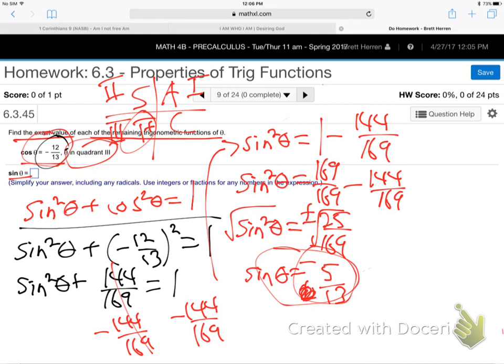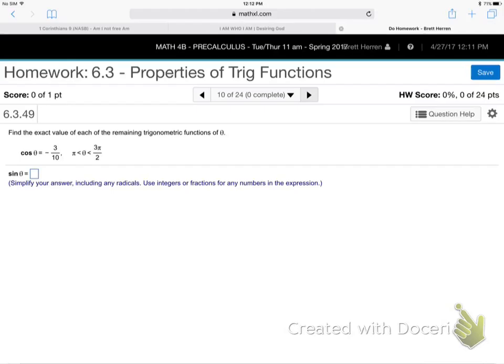Questions on getting sine? Does that make sense, how we did that? So I just use sine squared plus cosine squared is 1. But you could do the triangle thing. All right, they're giving us cosine. They're telling us where the angle lies. They're asking us for sine. So give it a try. Try to use that same formula.